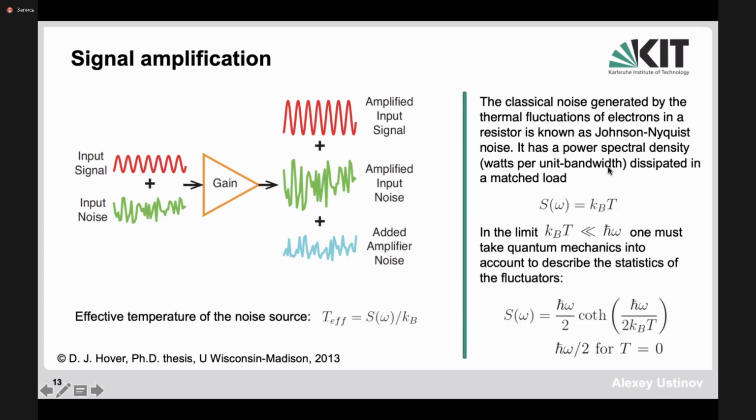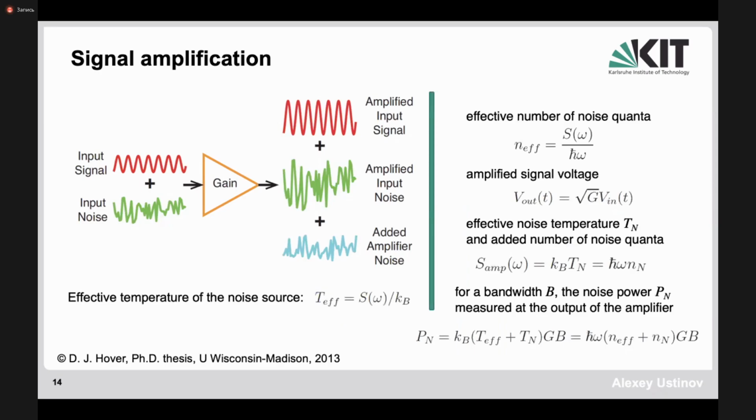So one can write the conventional Johnson-Nyquist noise power spectral density. In a matched load, it is flat as a function of frequency. And once you have a temperature which is much smaller than the frequency, then one has to take into account the quantum noise, which is basically due to the statistics of fluctuations. And also, we know that this noise will contribute as a function of frequency to the noise of real devices.